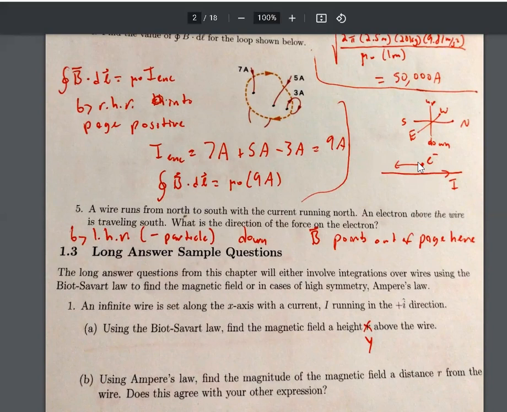Okay. So if you remember, to find the direction of the force on a charged particle, if it's positive, you use your right hand. If it's negative, you use your left hand. Well, electrons are negatively charged, so we'll use our left hand. We put our fingers in the direction of the velocity, which in this case is south, and we curl them in the direction of the magnetic field, which is east or out of the page, and our left thumb points down. So that's the direction of the force on the electron.